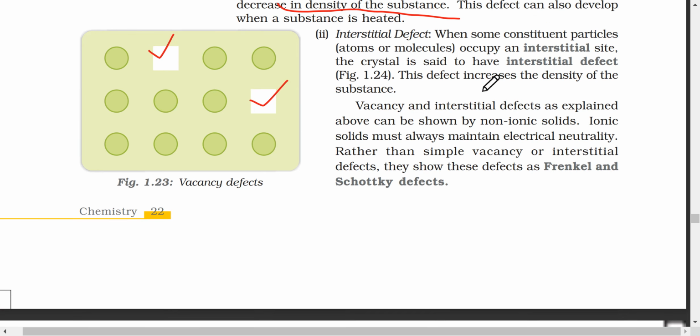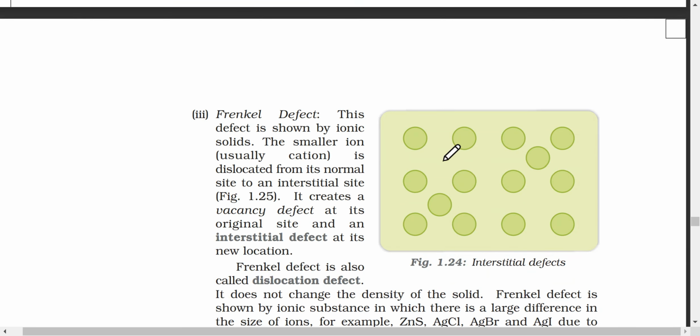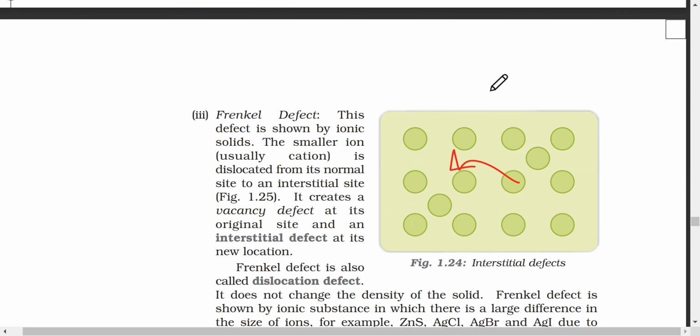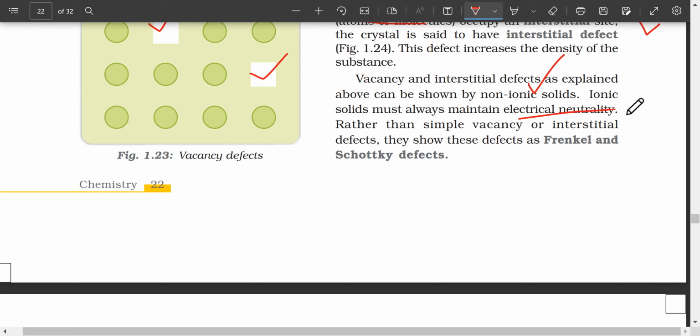Again, interstitial defect. What is interstitial? Some constituent particle occupies an interstitial site. It is said to have interstitial defect. This increases density because molecules come closer. Okay, the molecule moves from its place to an interstitial site, this is called interstitial. Vacancy and interstitial explained above can be shown by non-ionic solids. Ionic solids must always maintain electrical neutrality.